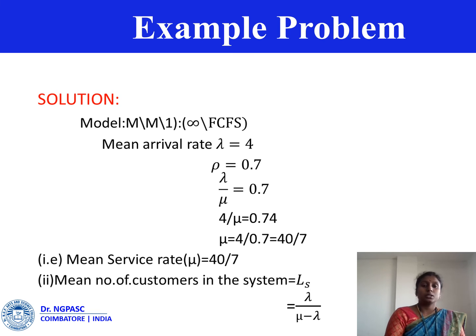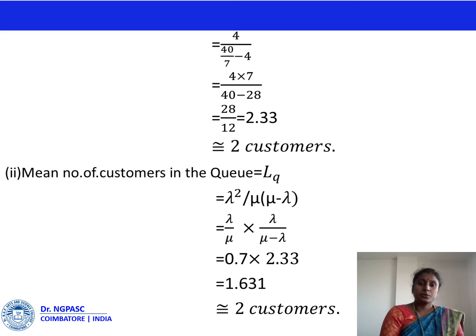So we go to the solution. This model is M/M/1 infinity, first come first service method. The mean arrival rate, lambda, is already given, 4 customers per minute. Rho is already given, that is 0.7. How do we denote rho? That is lambda by mu. So lambda by mu equals 0.7. We substitute the value of 4, and we get the value of mu. So mu equals 40 divided by 7. Next, the mean number of customers in the system is denoted by LS. The formula is lambda divided by mu minus lambda. We substitute the values, and we get the answer 2 customers.